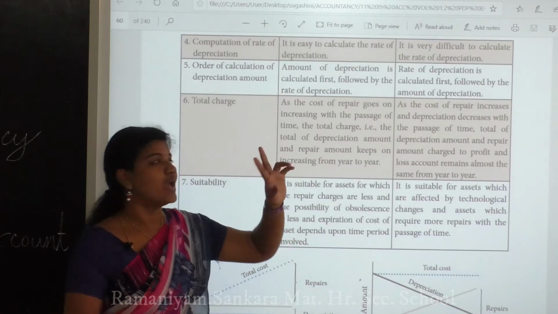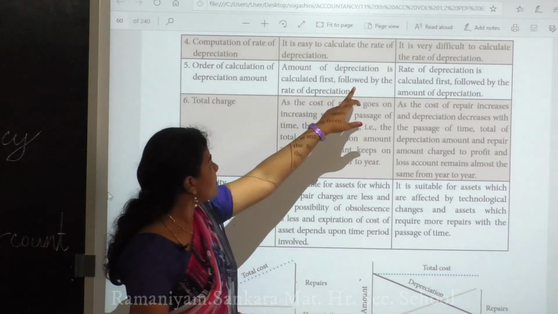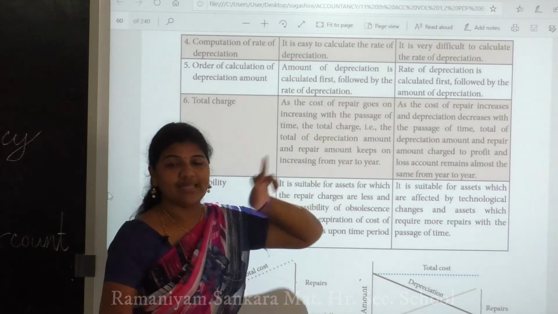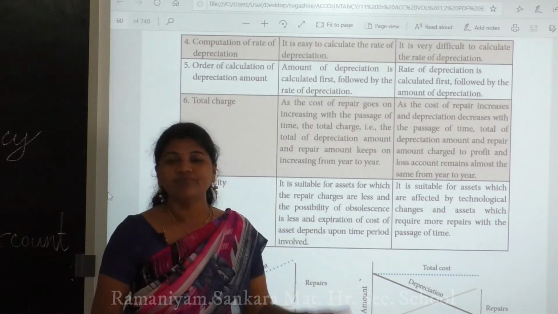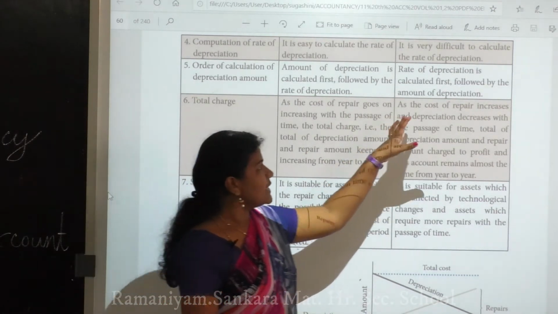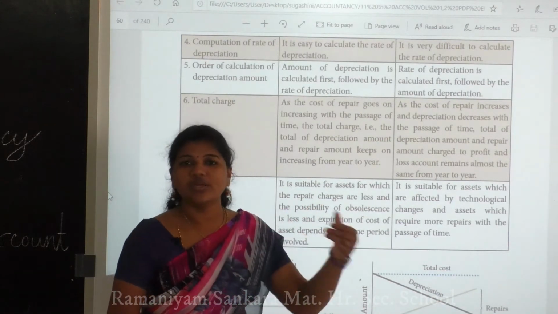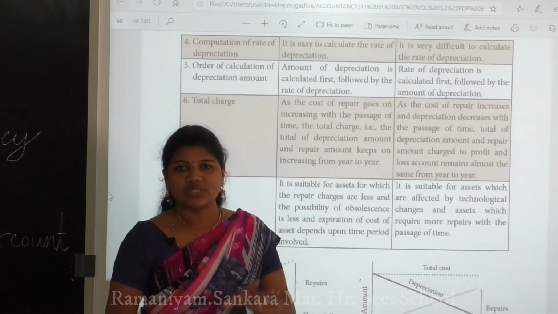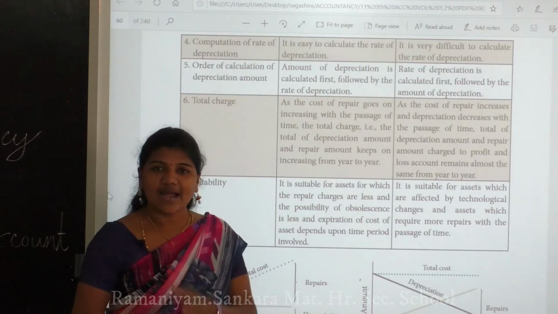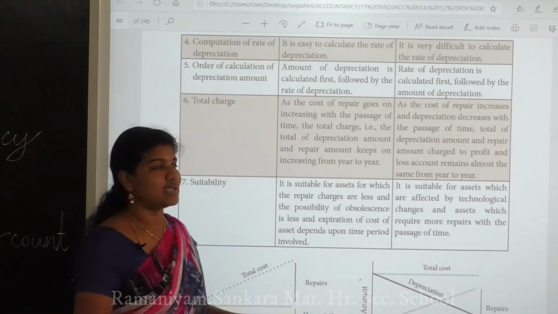The amount is different, the rate is different. Okay, so look here: the amount of depreciation is calculated first, which means the amount they spend, that amount, but the rate they have to fix. This rate we have to depreciate, like 5,000, 10,000, 15,000. They have to segregate and depreciate like that.